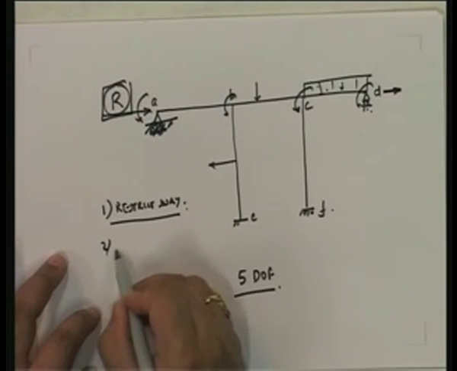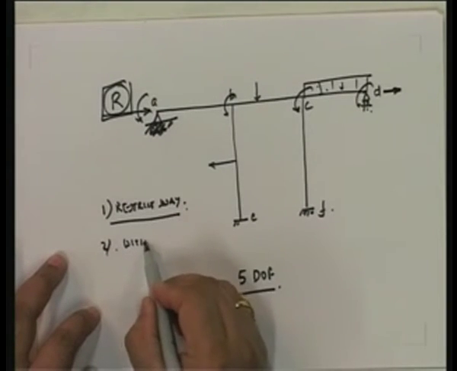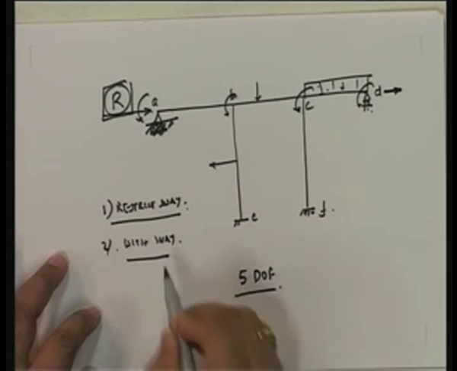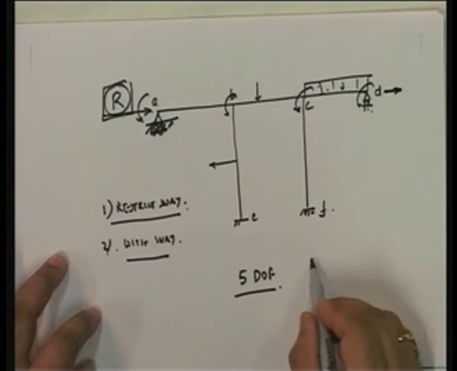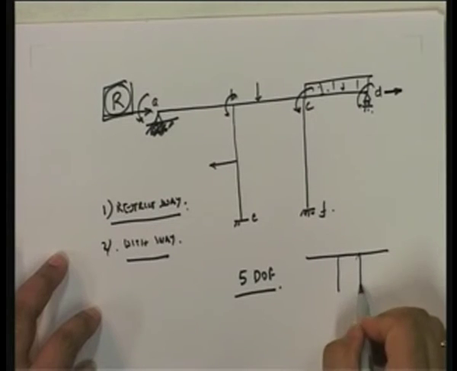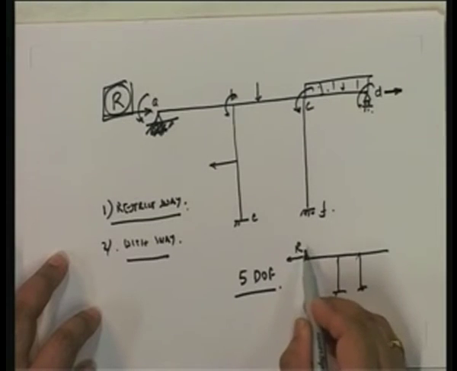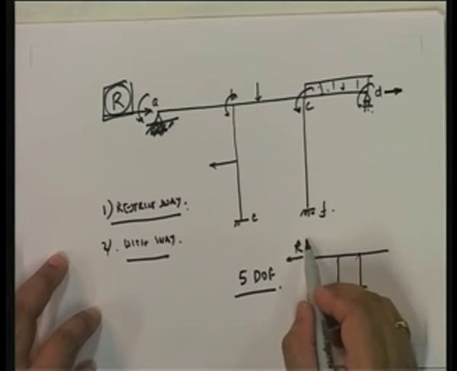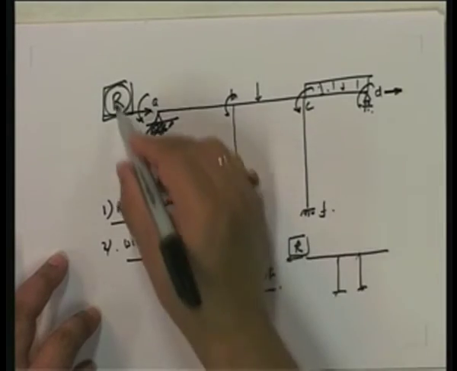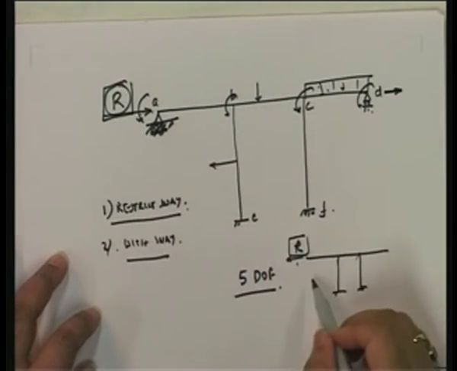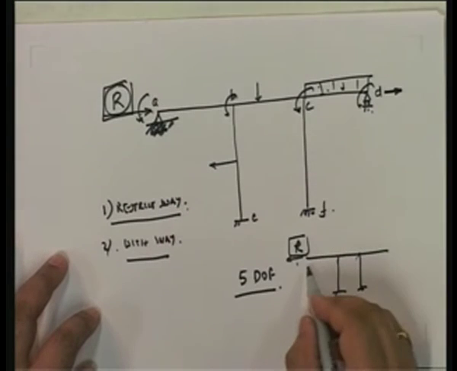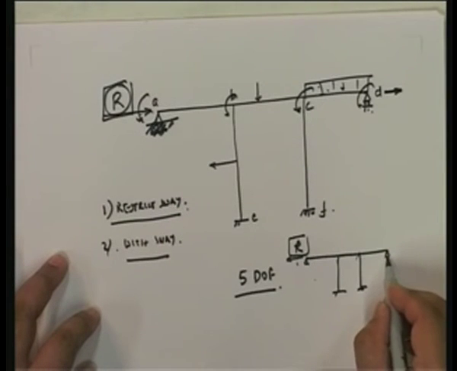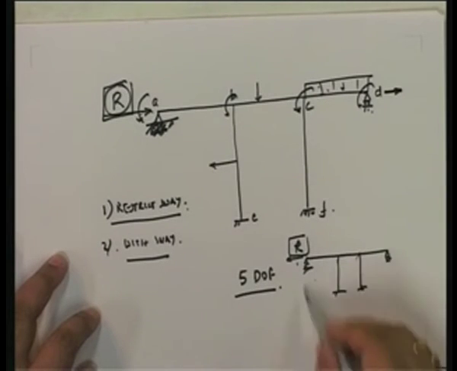Once you compute this, the second problem is with sway. And what you do is, you consider the structure like this. You apply a load here, and the load that you apply over here is just the opposite of this. So when you put the two of them together, you get the original structure. But in this case, you do not have any loading. You only have this.